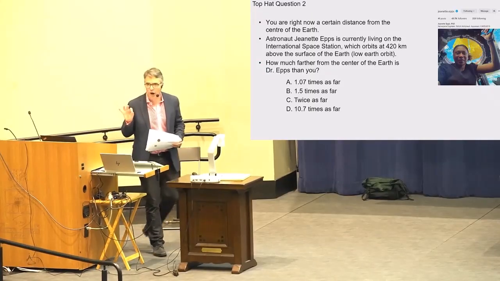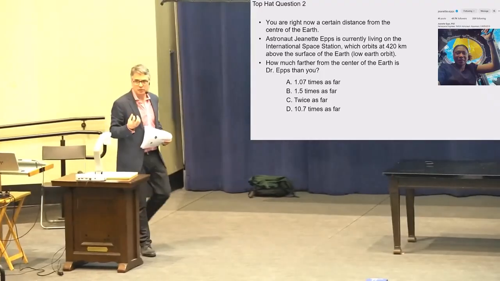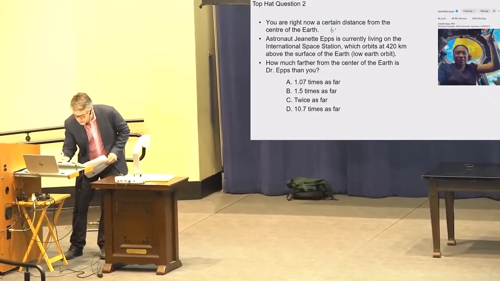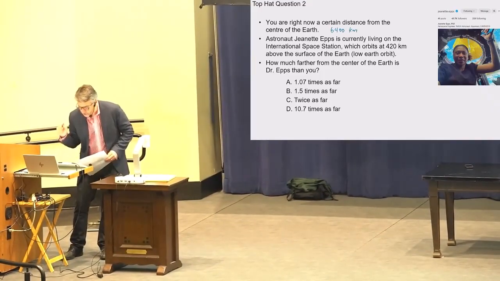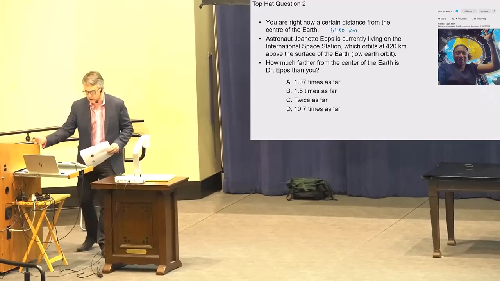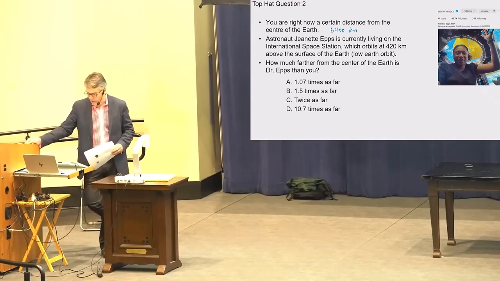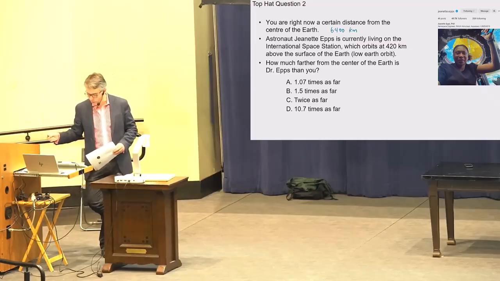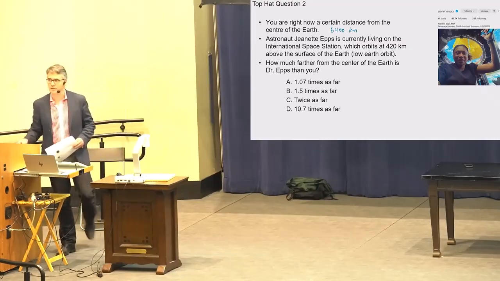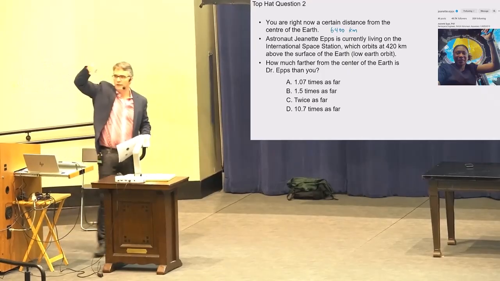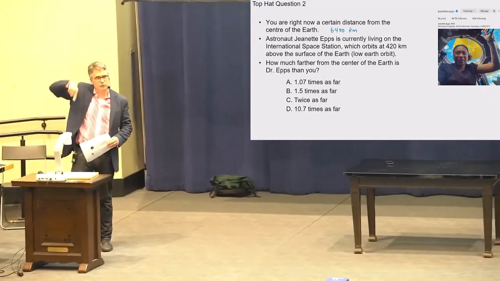You are right now a certain distance from the center of the Earth. It's about 6,400 kilometers. Astronaut Jeanette Epps is currently living on the International Space Station, which orbits at 420 kilometers above the surface of the Earth. That's called low Earth orbit. So how much farther away from the center of the Earth is Dr. Epps than you? Because that's going to be the r in the r squared and GMm over r squared, right?